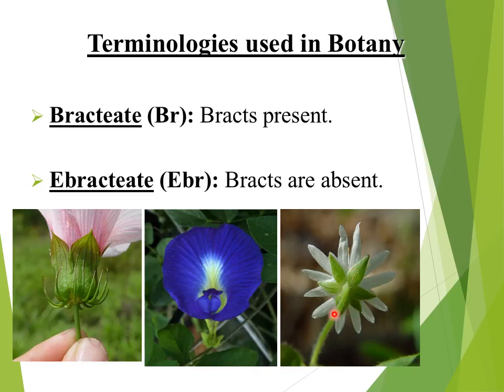Now in this picture, it is an ebracteate flower. The pink colored corolla is present, but here the bracts are not present. The pink colored petals, the green colored sepals, and these appendage-like structures present just beneath the calyx are known as epicalyx.